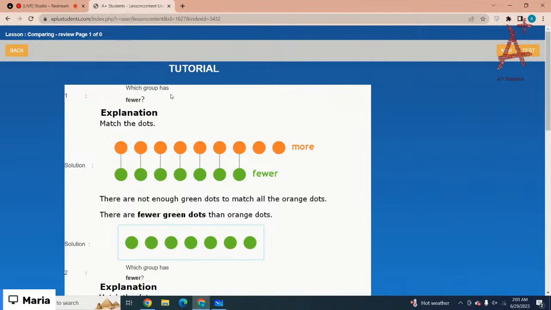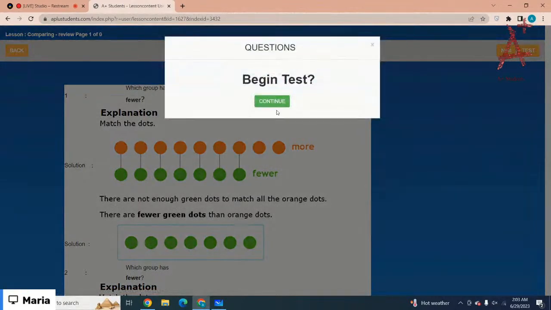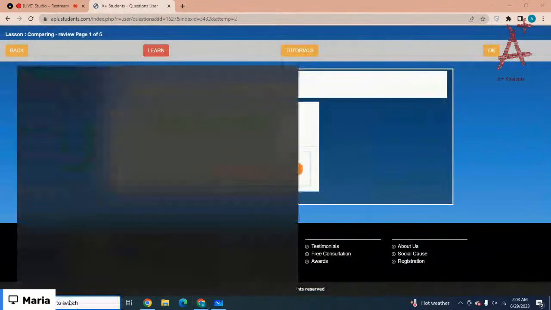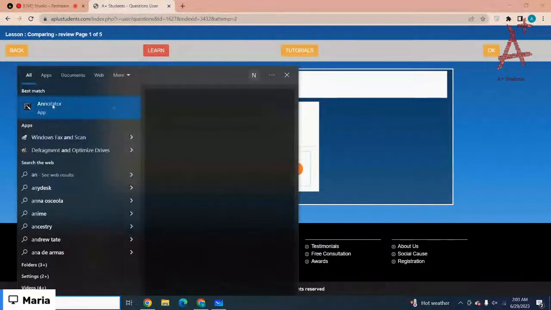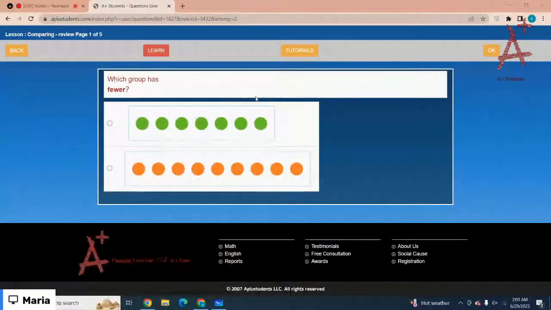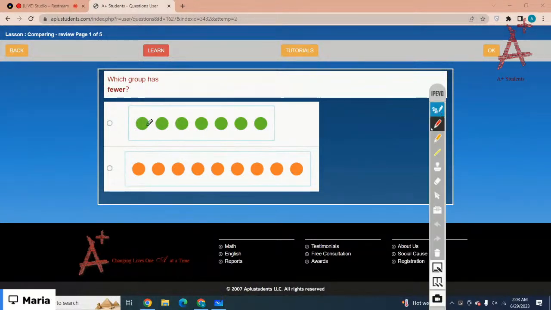Got it? Let's start with the practice questions, and we're going to see how we compare things. Let's see which group has fewer. I'm going to match the dots and see in which group we are left with extras. You can see we have two more dots in the orange group, but you don't have any in the green one. That means you have more orange dots than green.